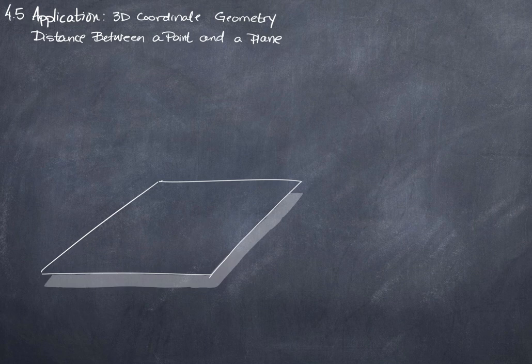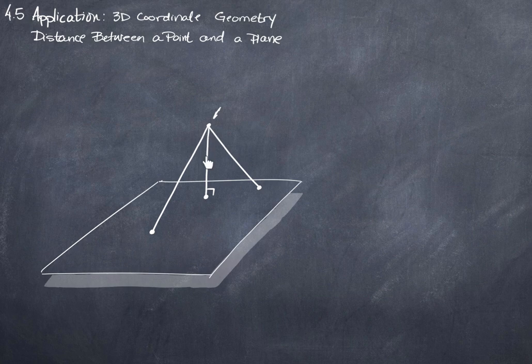Let's say you have a plane floating in space and a point somewhere above it, and you wanted to find out how far it was from that point to that plane. Well, you could find the distance from the point to the plane there, or to that point on the plane there. But the shortest distance between the point floating in space here and the plane is the distance to the point directly underneath it at a right angle.